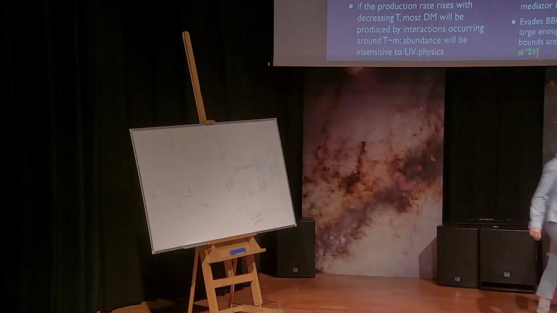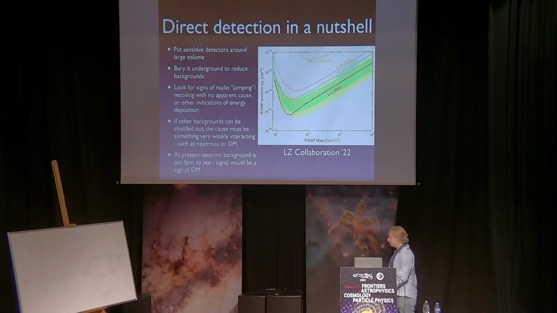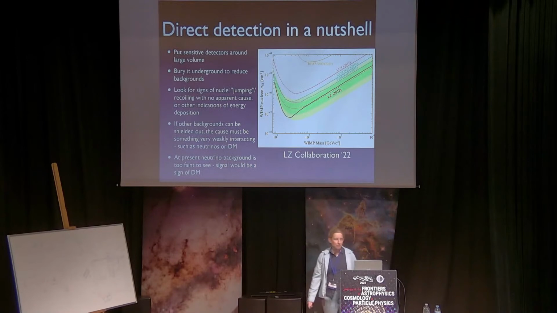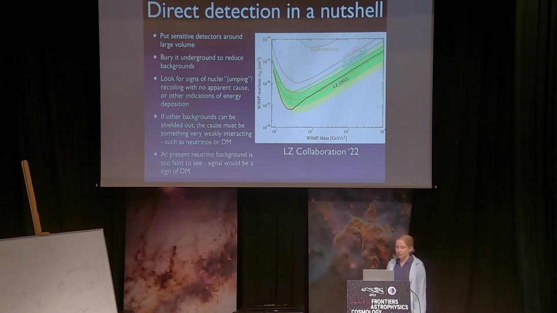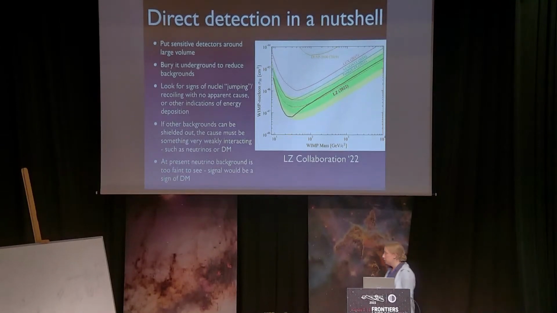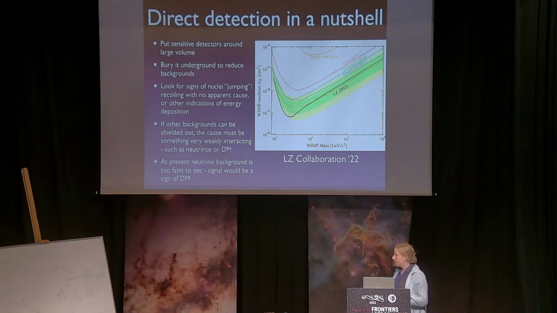All right, so let's now talk about how you search for this kind of thing or for the other benchmarks that we talked about. Again, there are many ways to do this. One of them is direct detection. The basic idea here is we're going to put sensitive dedicated detectors around a large volume of target material. We're going to bury it underground to reduce backgrounds.